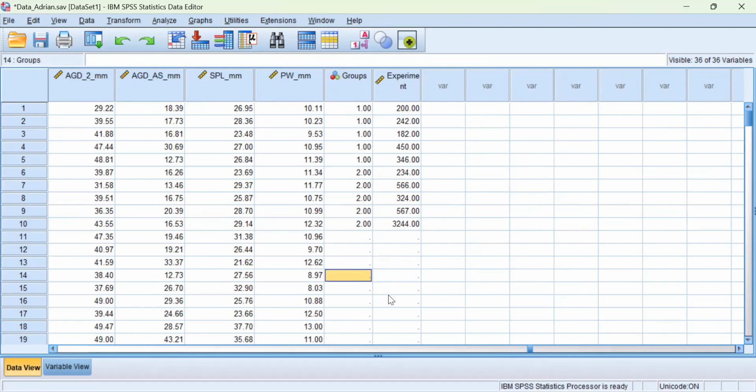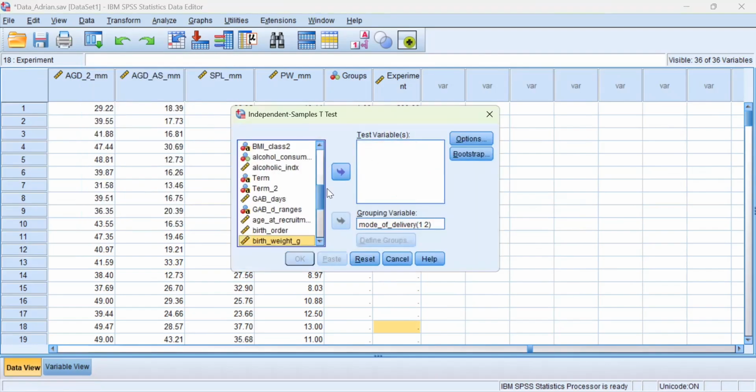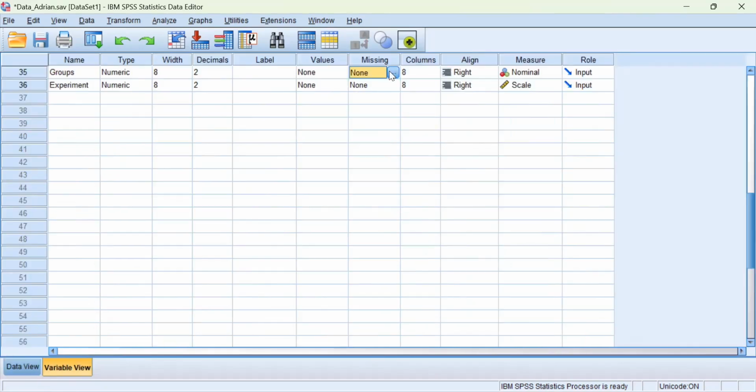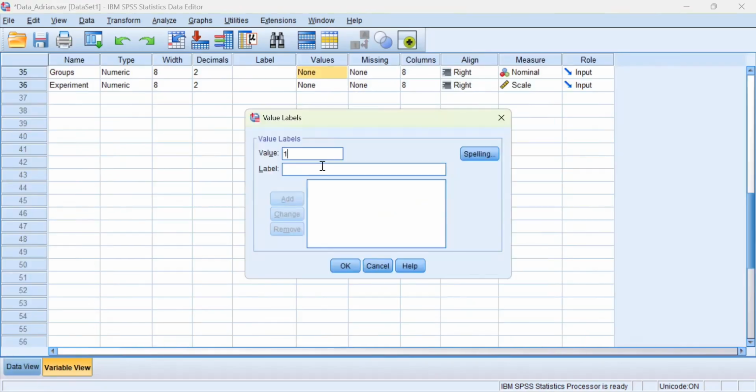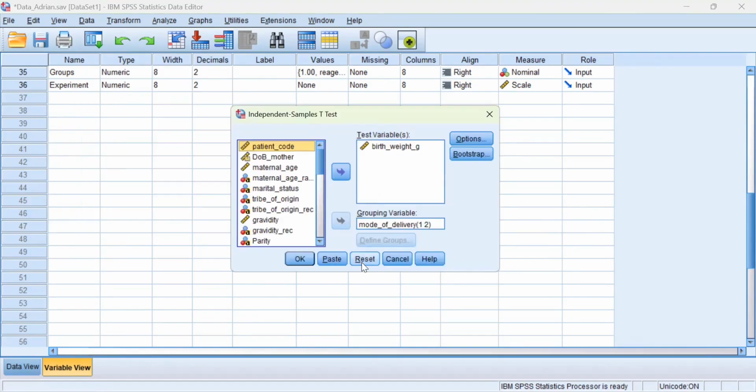We have missing values here. But let's just try it. Independent sample. Okay, let's first of all rename it. Value one is reagent one. Value two is reagent two. All right. The test. Let's reset this one.